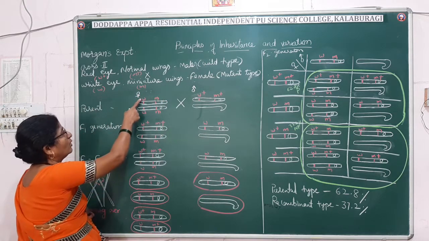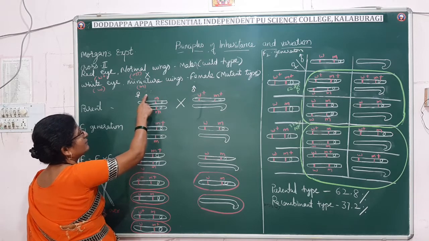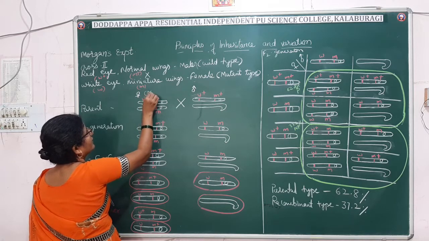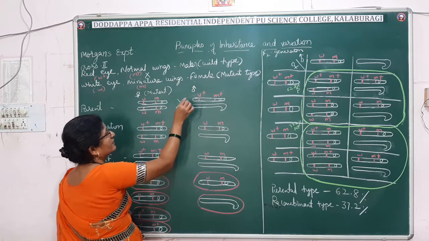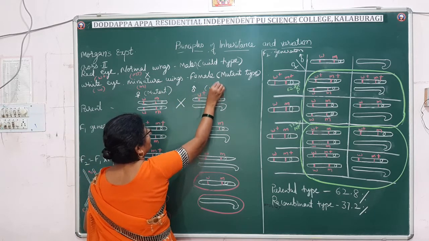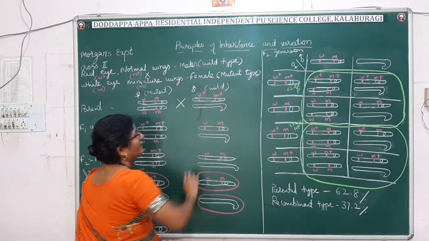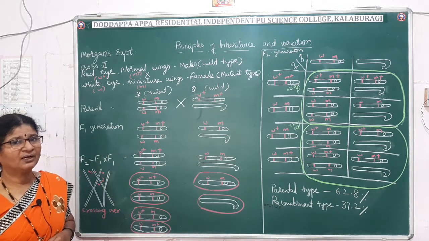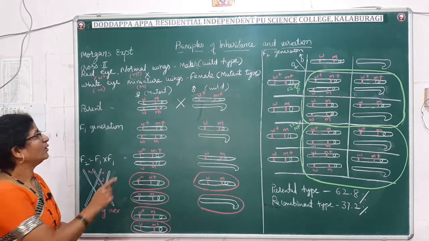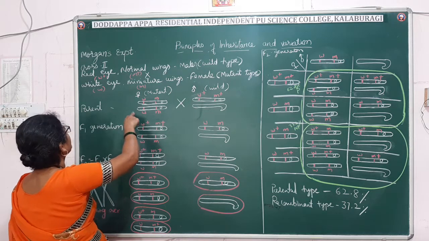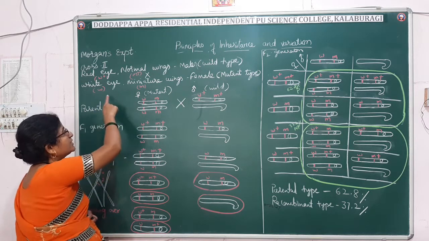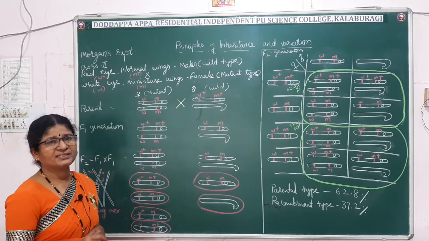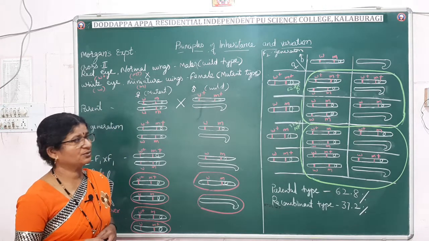So here all the females were mutant type. All the females were mutant. They were of mutant type, and all the males were wild type. They were wild type. And you know that they are of pure line breed. So all the females were having white eye with miniature wings. So these two character controlling genes are present on the X chromosome.